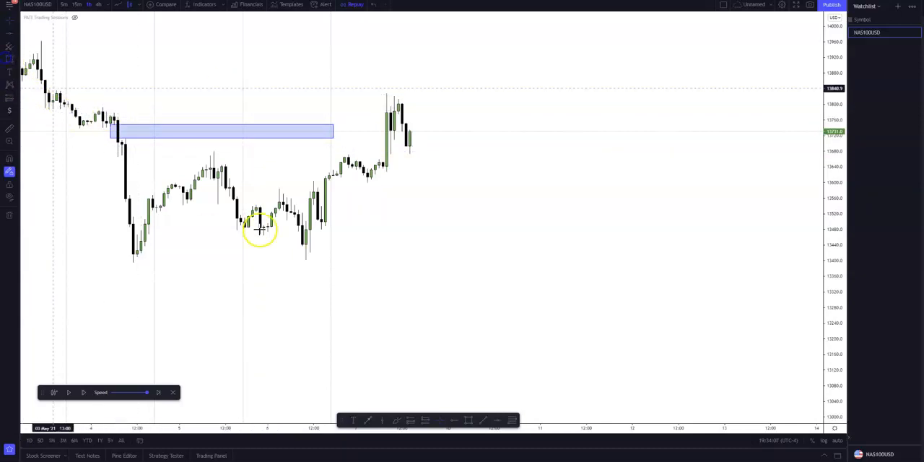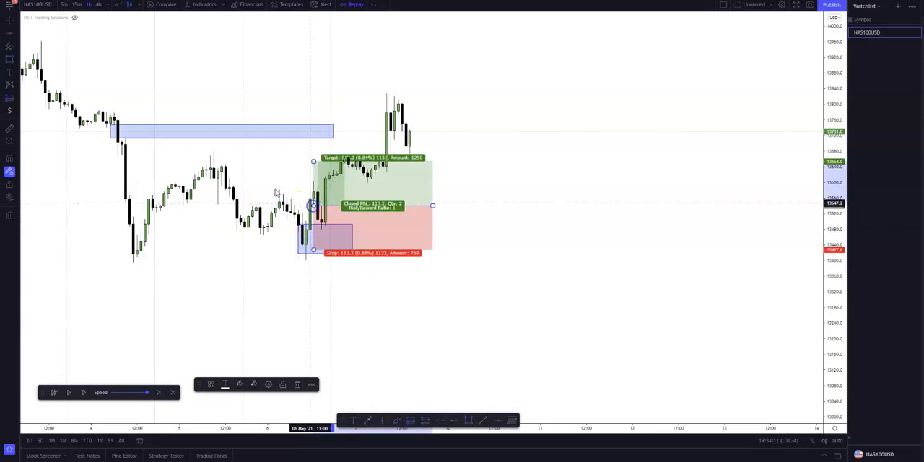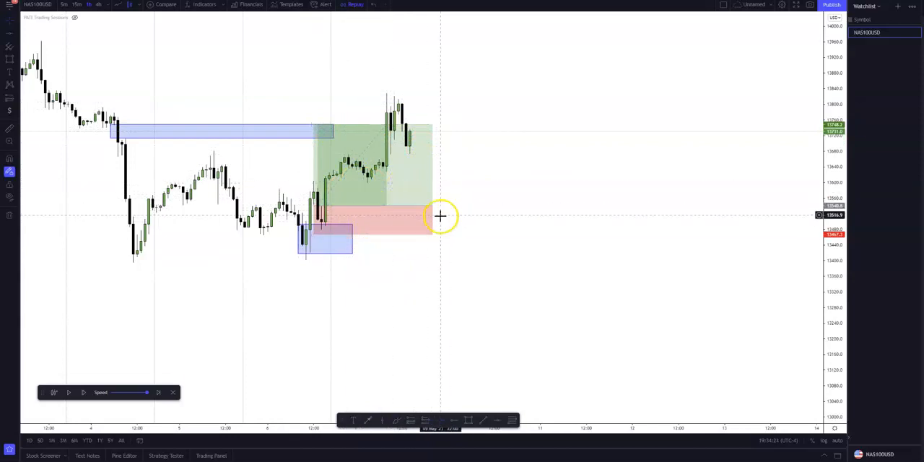Okay. So we got a demand entry right here. You will buy somewhere up in here. This is the 1 hour. You can trade the 1 hour if you want to. You can strictly just trade the 1 hour. Go to demand right here. Put your stop loss right here. Take profit should be up here. That's almost a 1 at 3 RR. If you can be patient, you'll be good.